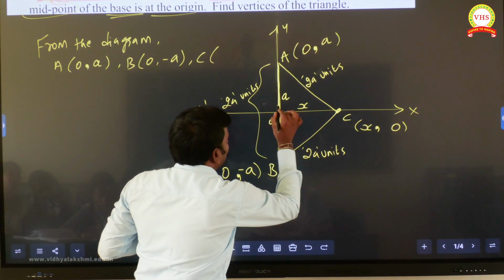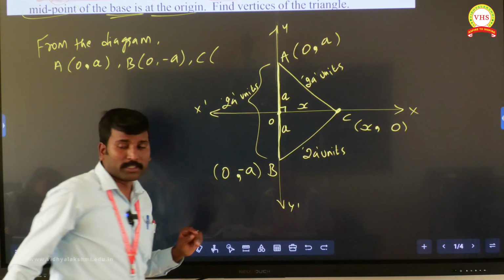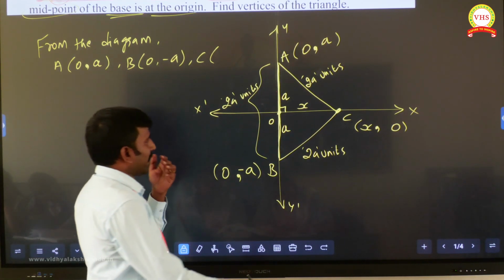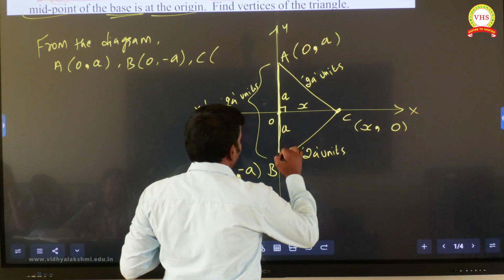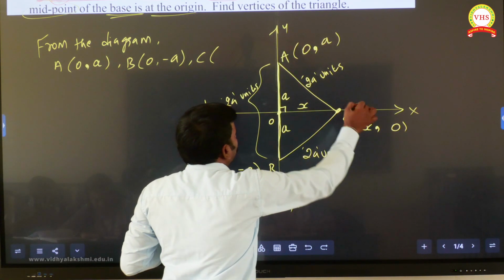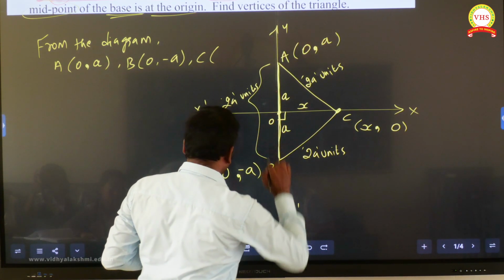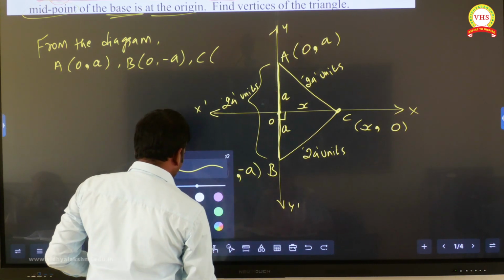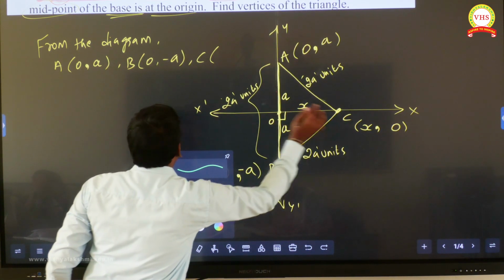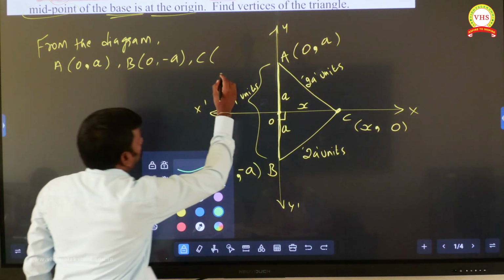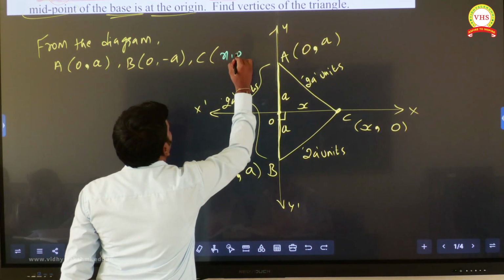The y-axis and x-axis make 90 degrees at the origin. So I'm going to take the triangle, either BOC or AOC. Let me take BOC, the bottom one. So the triangle I'm taking is BOC. What is the C point? C point is (X, 0).